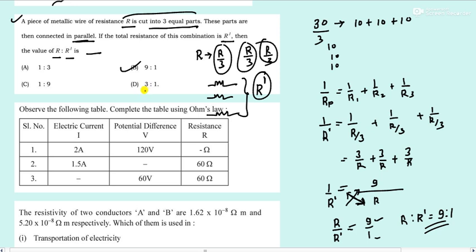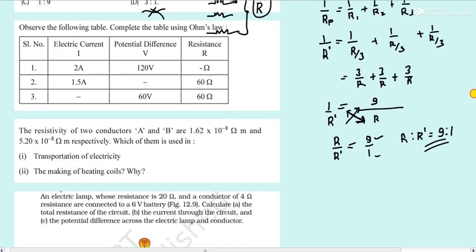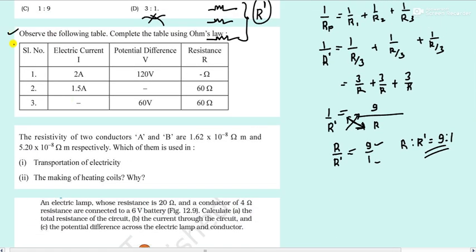Most of you might write 3 is to 1, but that is not the right choice, correct? This is how you have to do them. I hope it's clear. Moving to the next question. So these are the types of questions you can expect in the 1 mark section, sometimes for 2 or 3 also.